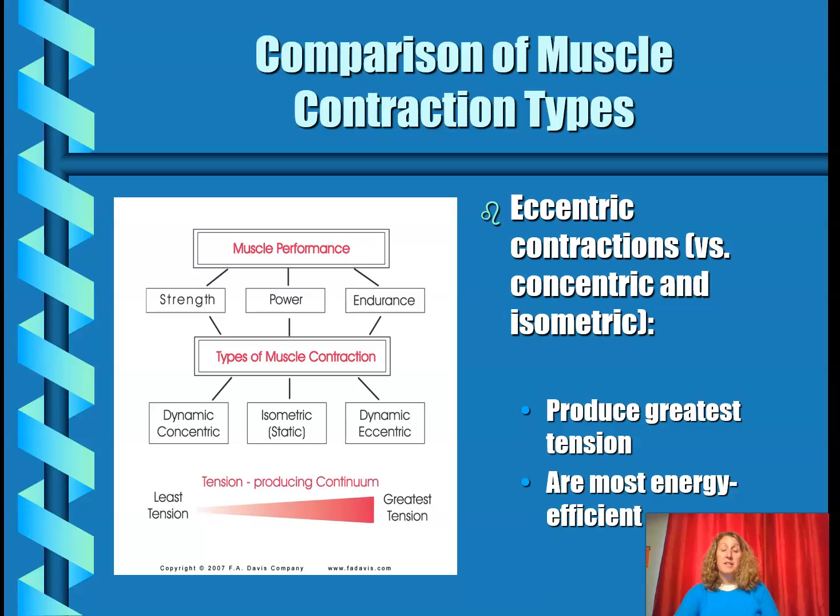So here's a chart that's comparing the different types of muscle contractions. And you can see how it incorporates the muscle performance, the strength, the power, endurance, and then leading us to either the concentric, isometric, or eccentric. And it shows that continuum from the least amount of tension on the left in concentric to the greatest amount of tension on the right, which is the eccentric contraction.